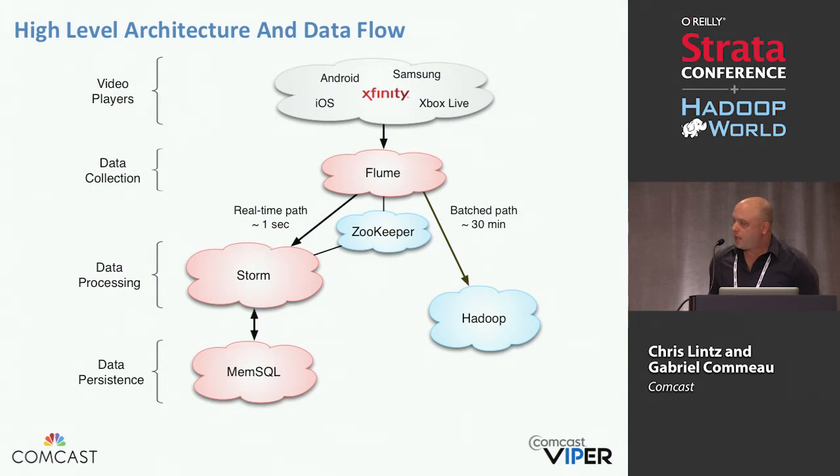So just to take a step back, the high-level architecture: we use Flume as a distributed log collection tier. And this may be familiar to a lot of you, where we split into two paths. On the side on the right, we do lots of really cool work in the Hadoop ecosystem.